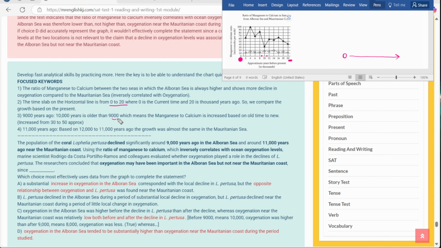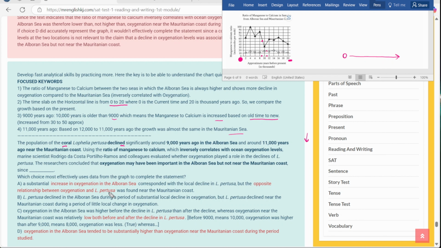Okay. Now, 10,000 years is older than 9,000. If I say 10,000 is older, obviously it is older, right? It is before 9,000. So if we say magnesium calcium increased, it's old to new, right? You will understand why it is important. The keywords are given here. Now coral means the Albertusa declined significantly. So we know definitely Albertusa declined, and we know magnesium is here somewhere and here in the Mauritian, right? We know oxygenation level based on that also. So we have everything. Let's try to find it out based on the options.